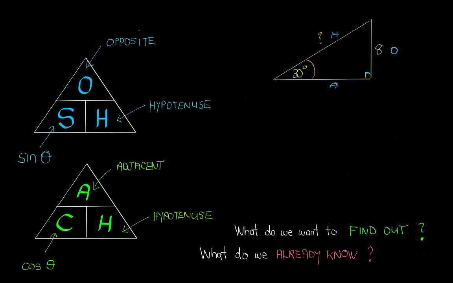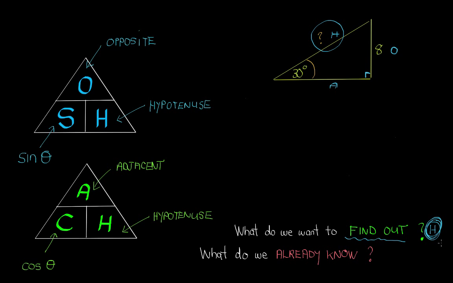Okay, so I've labelled my triangle. And by now looking at this triangle, we can see that the side we want to find out is in fact the hypotenuse. So the answer to this question here is H. So we want to find out the length of the hypotenuse.